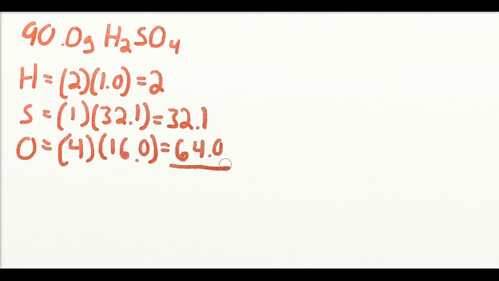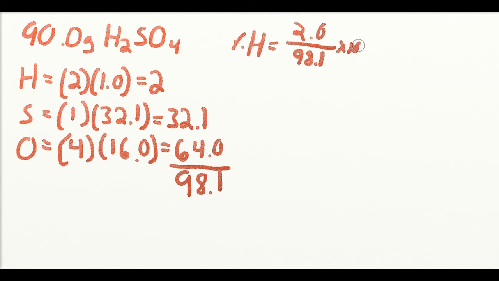When we add all of these up, our answer should be 32.1 plus 2 plus 64, equaling about 98.1. Now we are going to have to find out basically the percentages of each individual element first. So the percent of hydrogen equals the element on top, so that is going to be 2.0, over the molar mass, which is 98.1, times 100%.